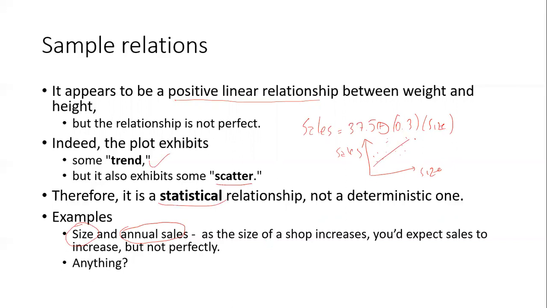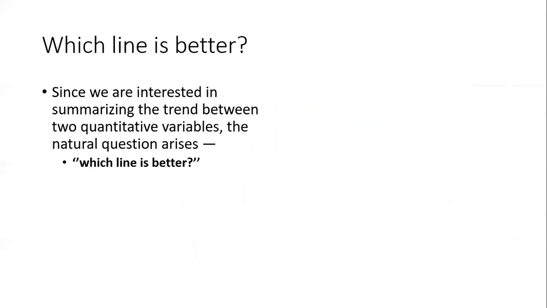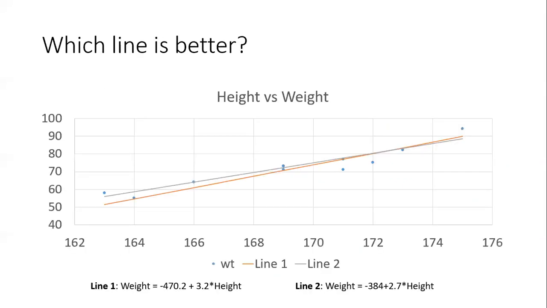So you might think of this at your home. What can be some examples for this? Just come here. So as you see, there is a trend in the data. And now I give you two lines which summarize or give the relationship between the weight and the height. So the first line and the second line. The first line is the orange one, this one. This is line one, and this is line two.